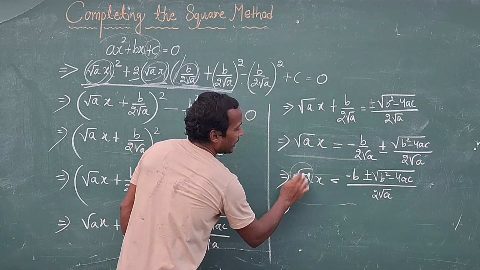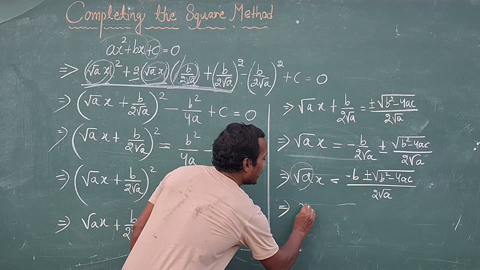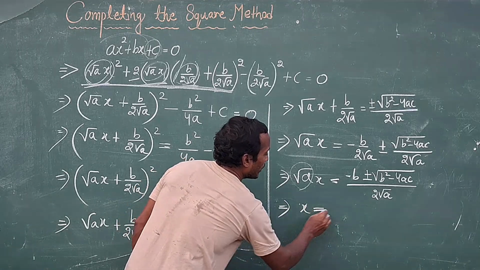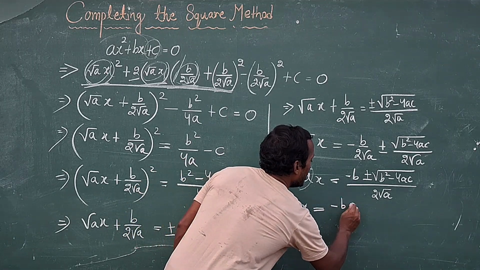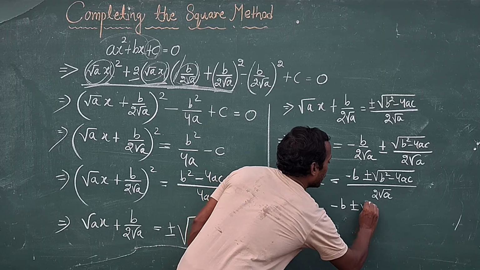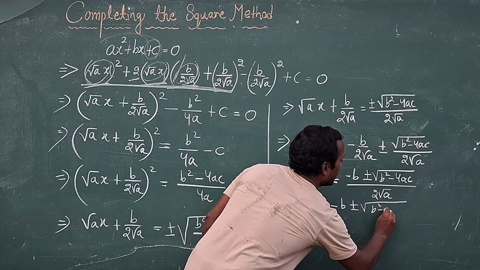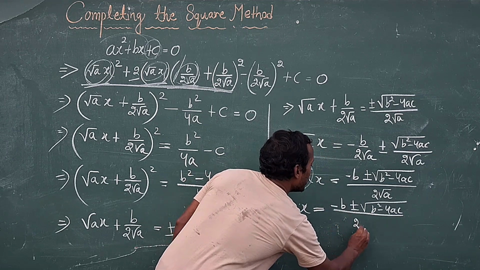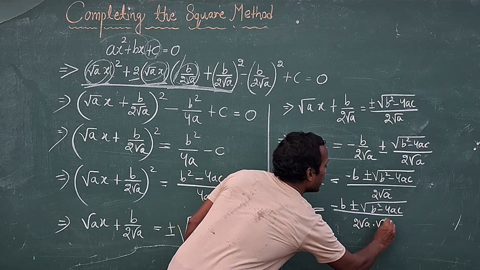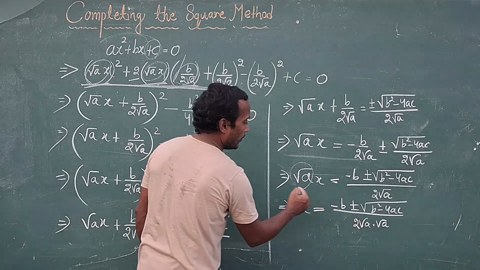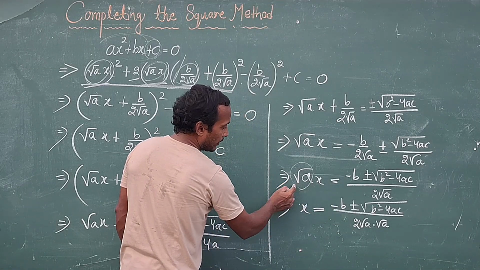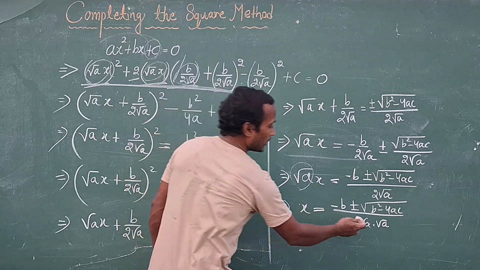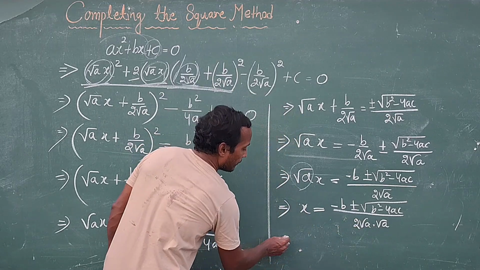I will shift root a to the right side. Simply I keep x on the left side. X equals minus b plus minus square root of b square minus 4ac by 2 root a multiplied with root a. This root a came from the left side. Root a was multiplied with x. When I shift it, it goes to the denominator and gets multiplied with 2 root a.